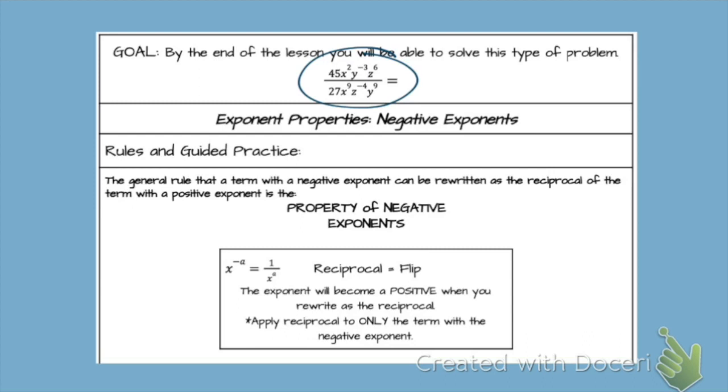Okay, so let's start looking at our property for negative exponents. Anytime we have x to a negative power, we're going to just use the reciprocal or flip it. So we can think about that as moving x to the a to the bottom of our fraction now. And then the a becomes positive once we do that. It's important to note that we only apply this reciprocal to the term that has the negative exponent.